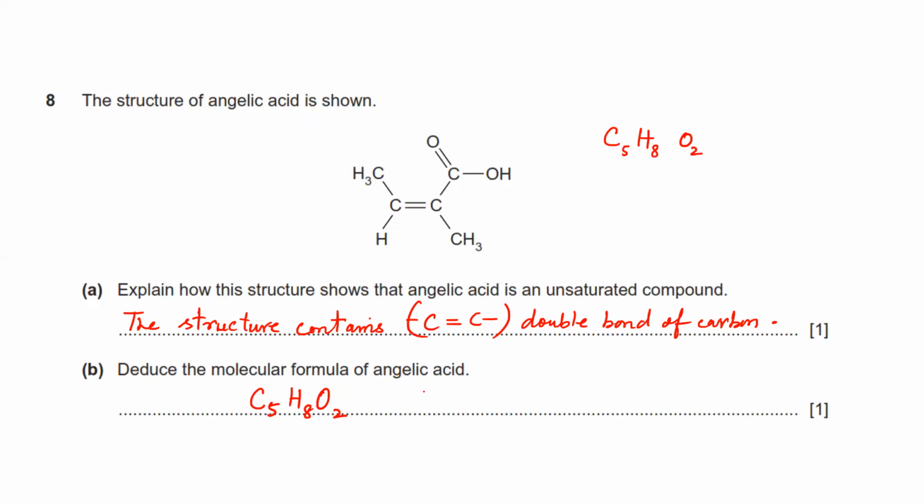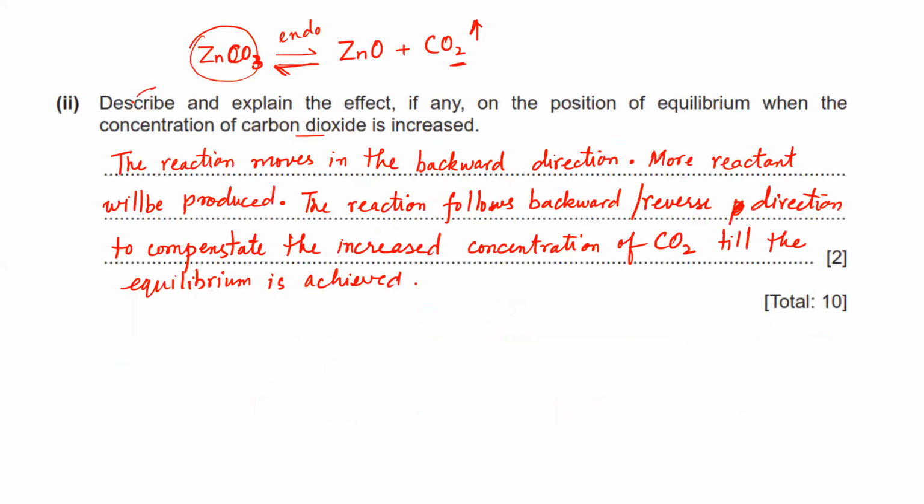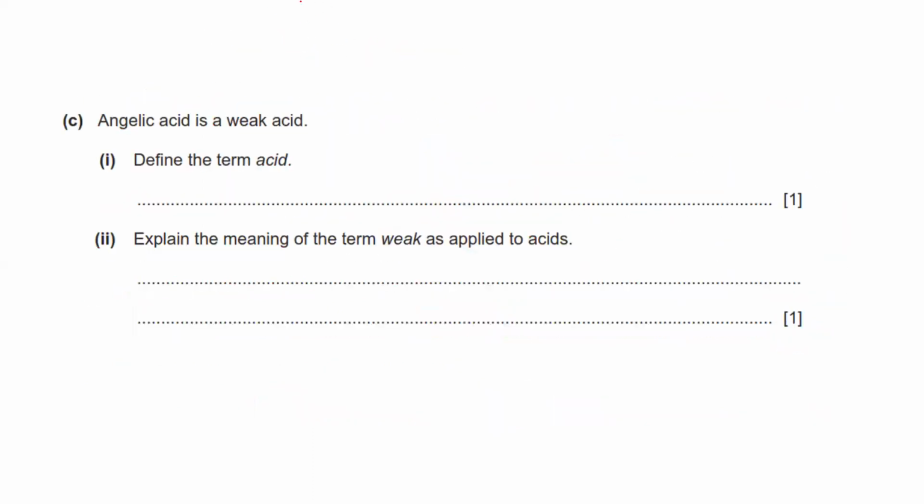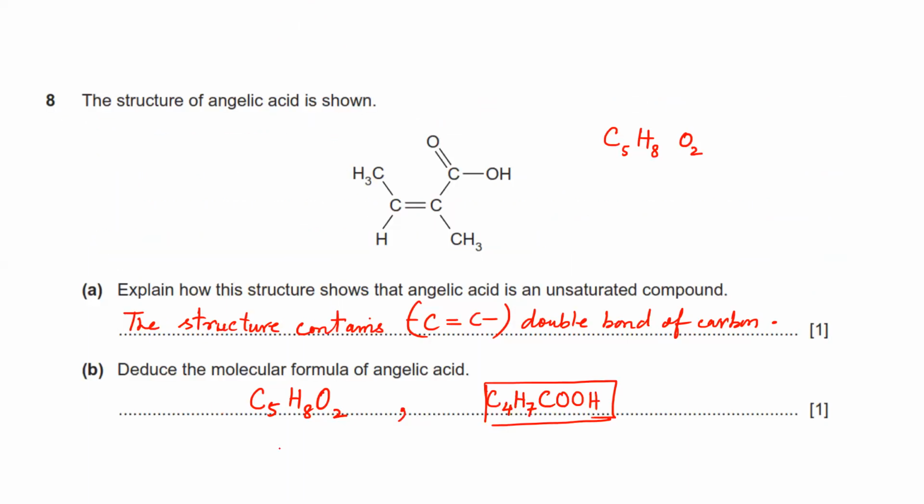And remember, since this is a weak acid, the acids are generally COOH. So one H comes here, O comes here, one C comes here. So we are left with C4 and H7. So this is the actual molecular formula of angelic acid. We can always deduce this from the next part of the question, because they have said it's a weak acid, but we do not know it here. But if you write it like this, it will be perfectly fine. But remember, organic acids are compounds with COOH groups.